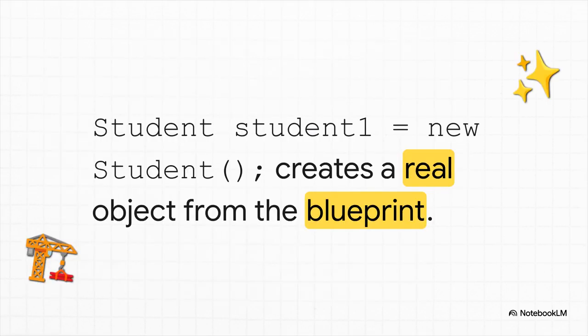And you can see how this plays out right in the code. It's actually pretty straightforward. Here, Student is our class, that's the blueprint. Then with that simple line, student1 = new Student(), boom, we've created a real, individual student1 object. We've literally brought our blueprint to life.